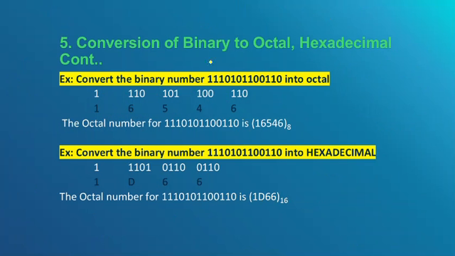So I am going to have this number: 111, 01, 01, 100, 110. What I'm going to do is convert it into octal. So I will take groups of 3. Let me take it as 3 groups here. I have divided the number into 3-bit groups.